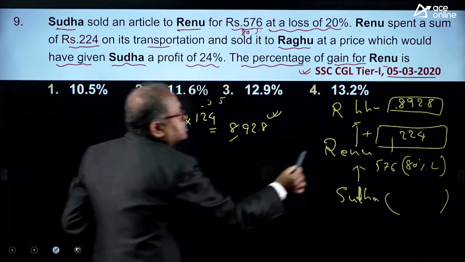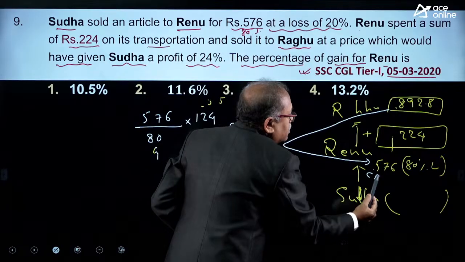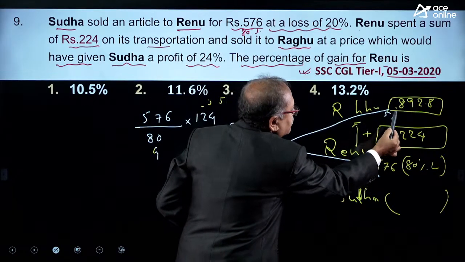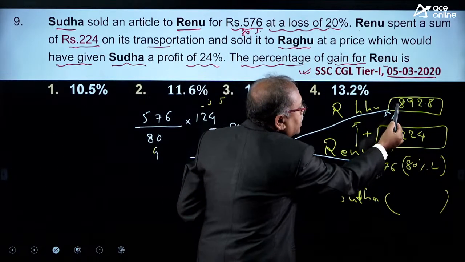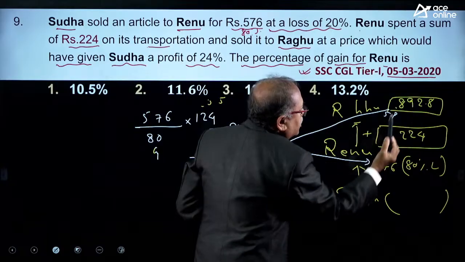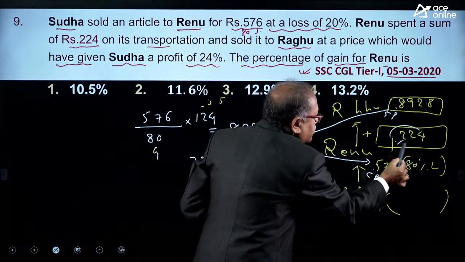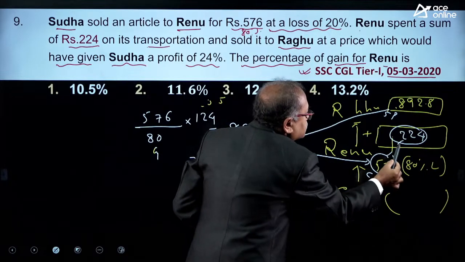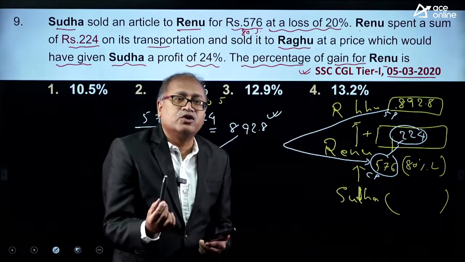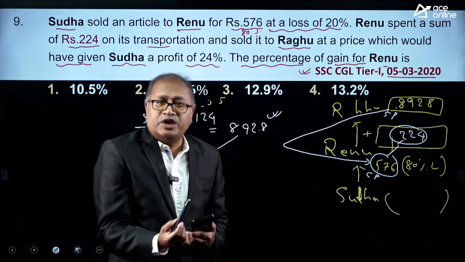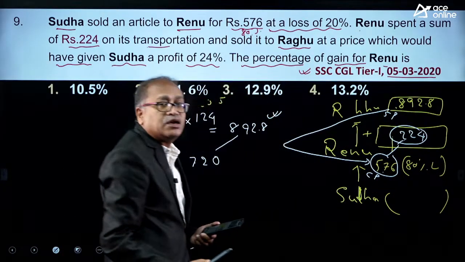So for Renu, this is the cost price, this is CP, and this is SP for Renu. So what is the difference between 576 and 892.8? When you are adding this, it has to be added in the cost price. Then I get the total cost price. Because whatever money I spend on transportation or repairs, that has to be added to the cost price. When I am adding this, I see that it's 800.